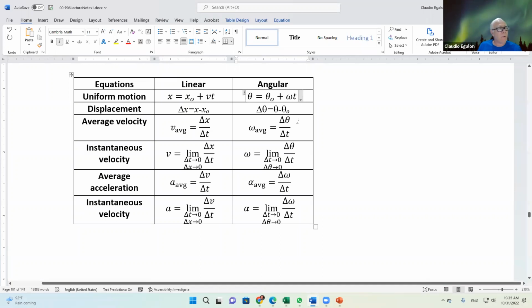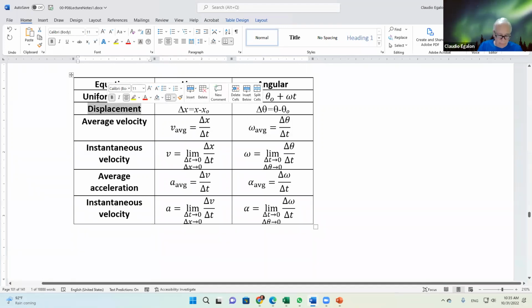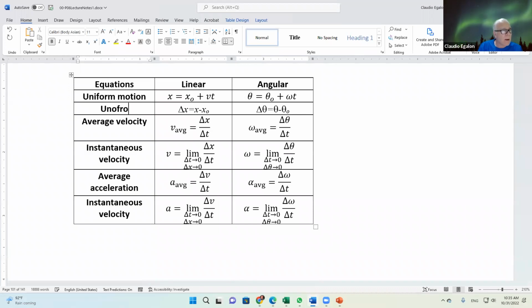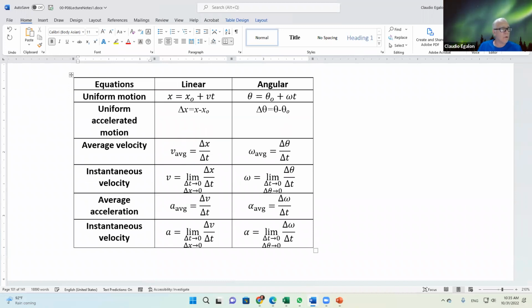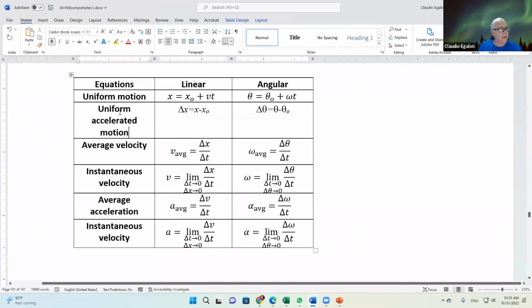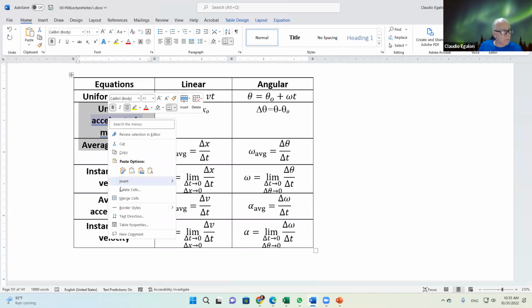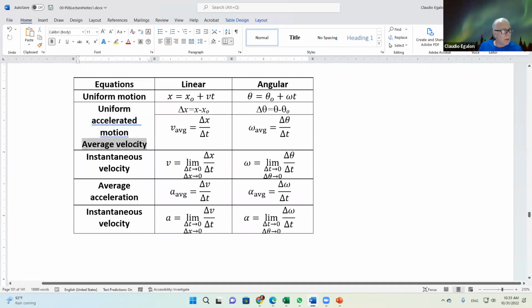That's the equation for uniform motion. Then we also have the equation for uniform accelerated motion. And then we're going to have more equations because of that. I'm going to consume at least two lines. Okay, we start with the equation for the velocity. V equal to V naught plus AT, right?